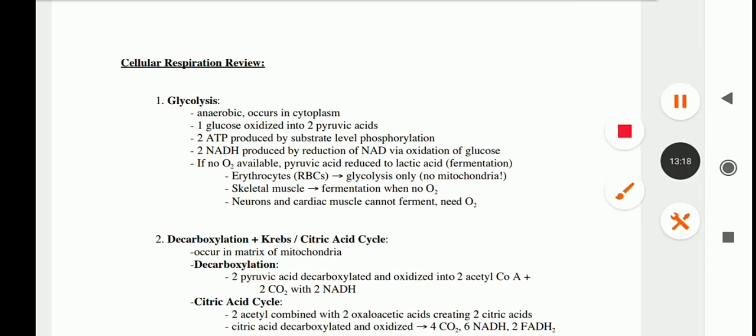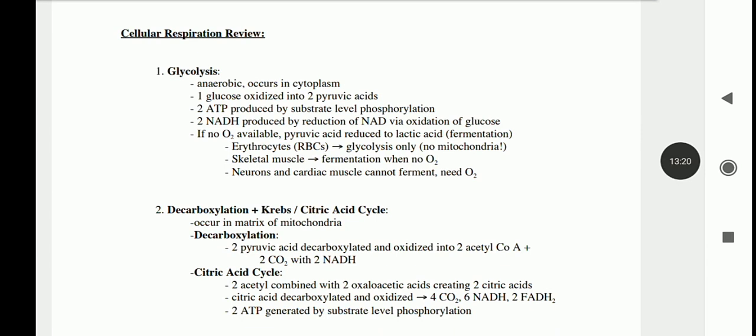Now, cellular respiration review. Glycolysis, aerobic, occurs in the cytoplasm. 1 glucose is oxidized into 2 pyruvic acid. 2 ATP are produced by substrate-level phosphorylation. 2 NADH are produced by reduction of NAD.